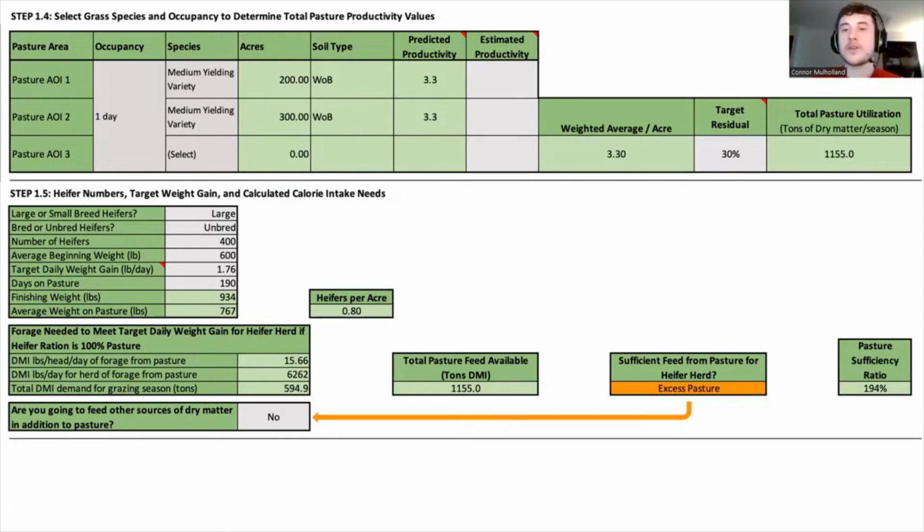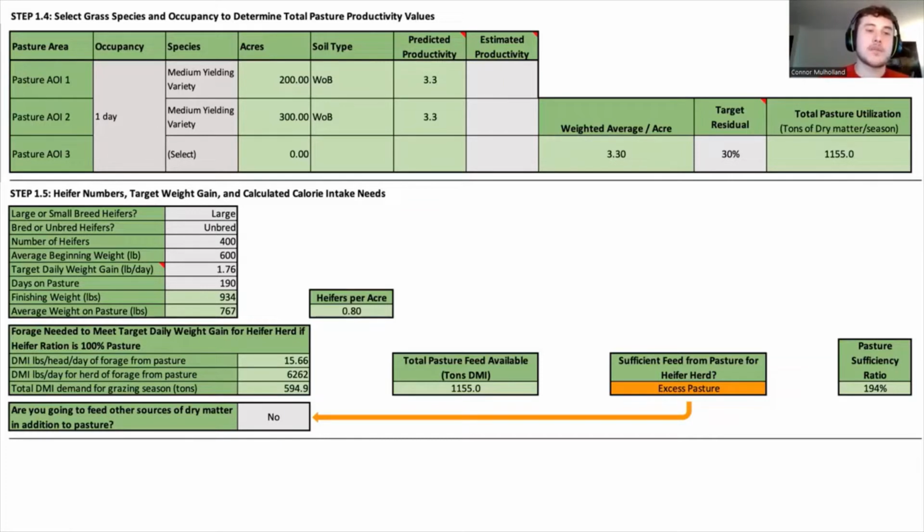So now we know the tons of dry matter per season in utilization. So that's actually what is available for animals to eat in the total pasture utilization. Next, we look at actually the animals. In step 1.5, you go through and basically go down the list and fill it out to what makes sense with your heifer herd, large or small breed, typically brown cow small, white cow large in very layman terms. But if you really are unsure, just go large as a cautious measure.